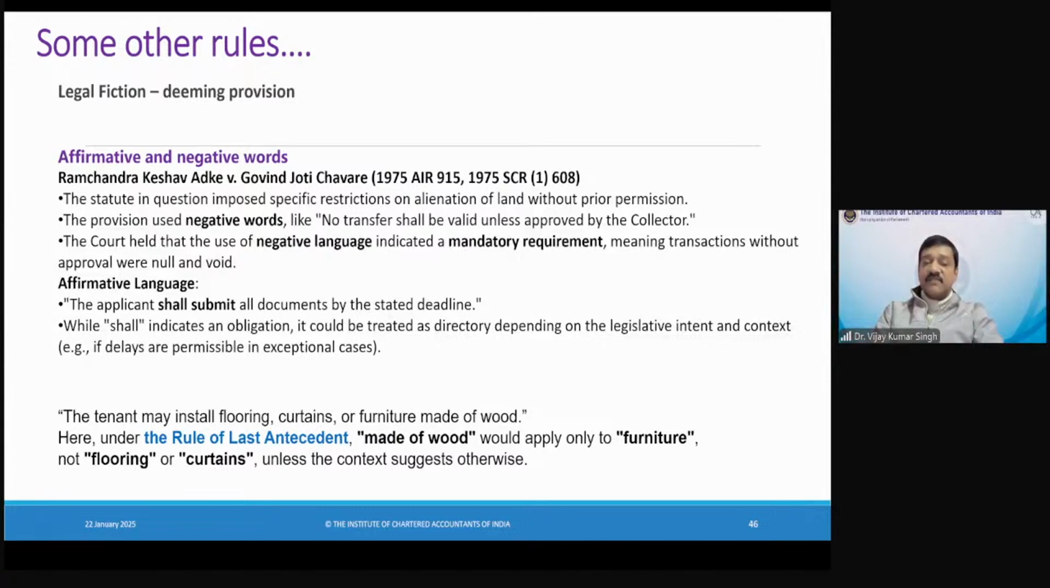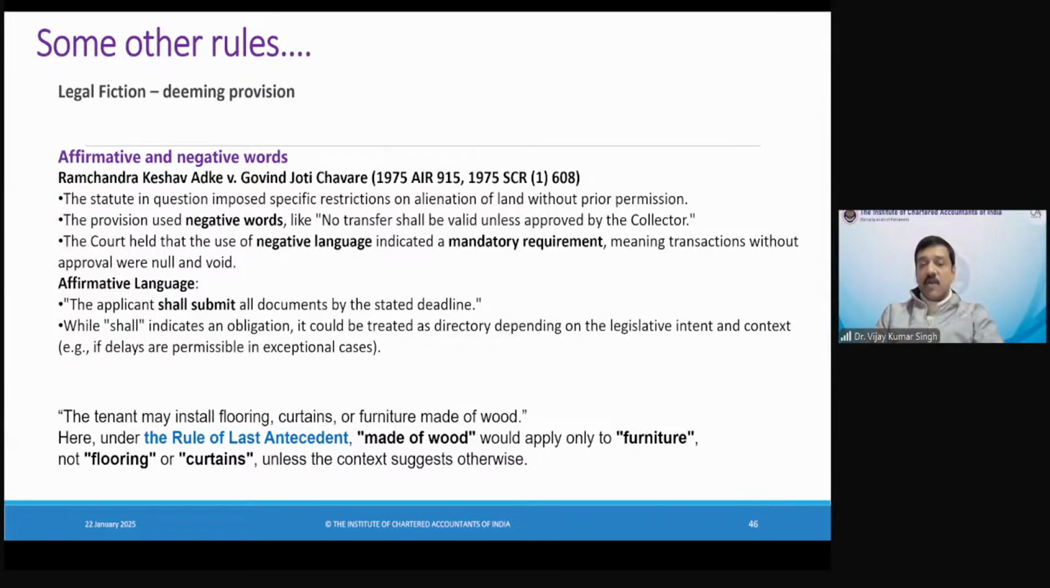Then there is something which is referred to as the last antecedent. It basically says that whenever there are more number of terms mentioned, then in that situation, you have to refer to the last word, not the previous word. So let us take an example. This example says a tenant may install flooring, curtains or furniture made of wood.